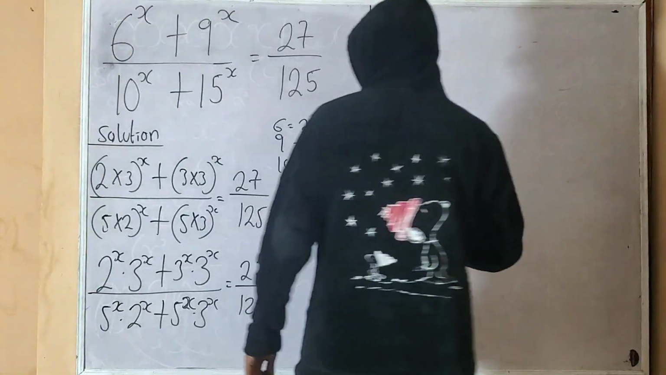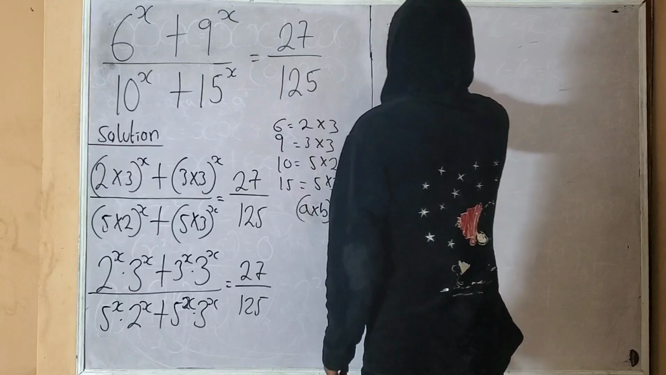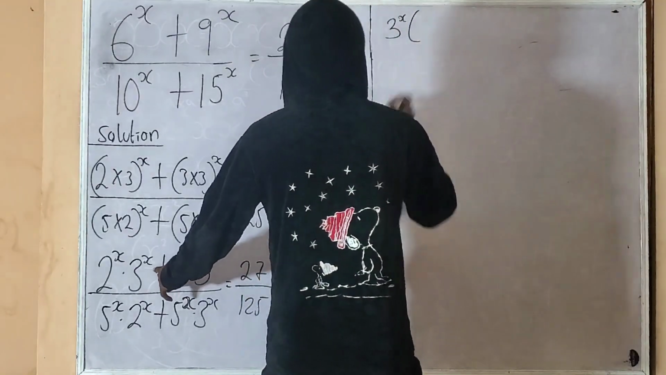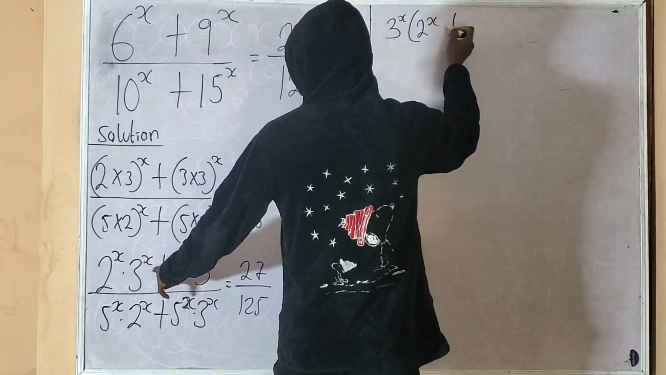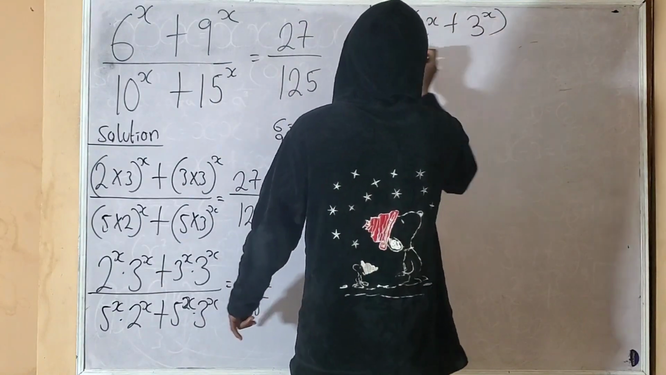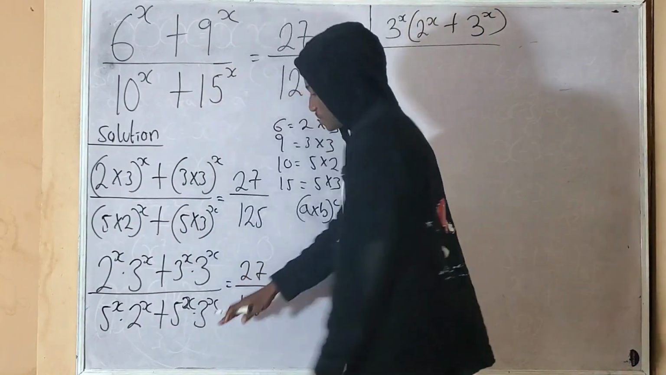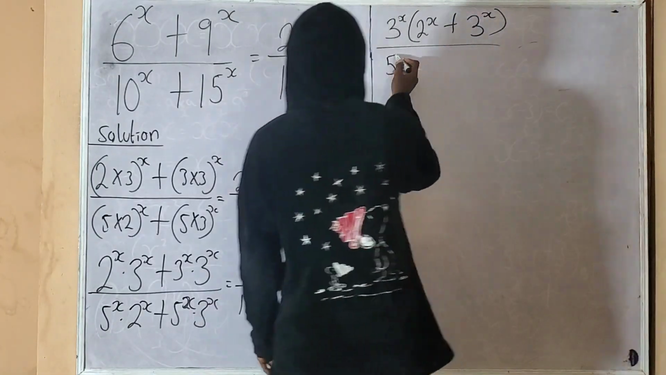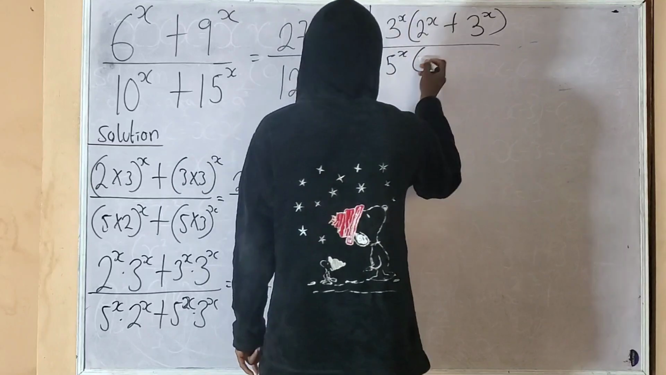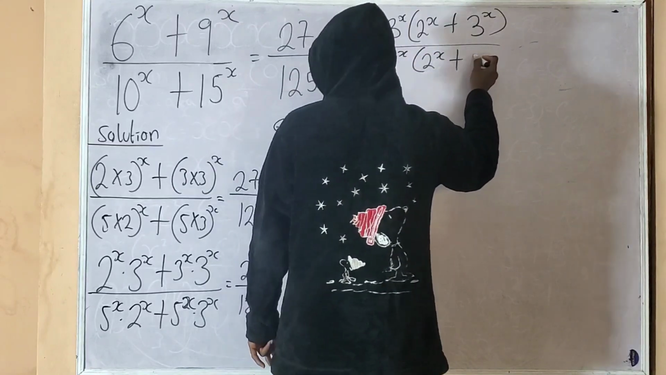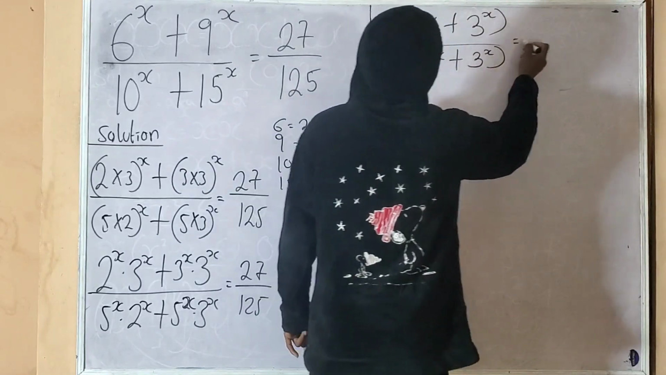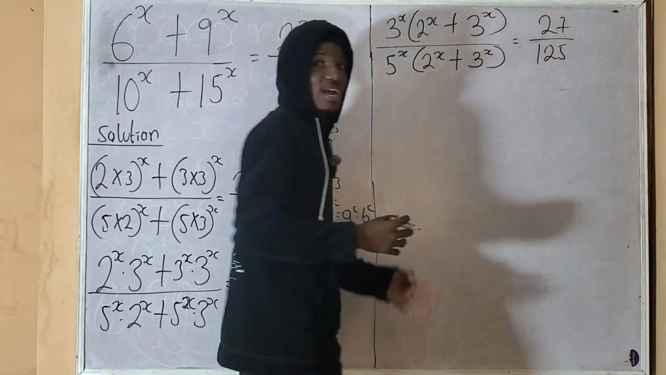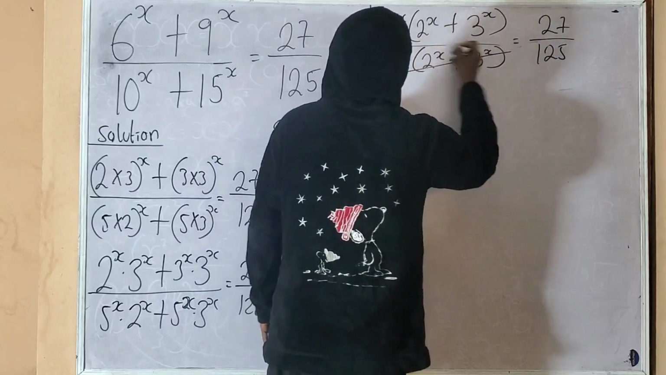So we are going to obtain 3 raised to the power of x. Okay, we are going to be left with 2 raised to the power of x plus 3 raised to the power of x. This divided by, at the denominator here, we can factorize out 5 raised to the power of x. So I'm going to have 5 raised to the power of x multiplied by 2 raised to the power of x plus 3 raised to the power of x. This will be equal to 27 all over 125. Are you following? Okay, now this can eliminate this.